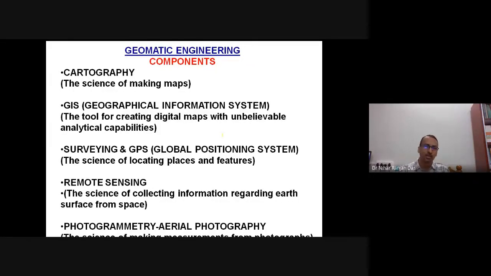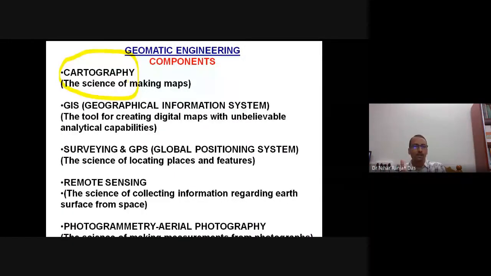And what are the components, the parts of this remote sensing GIS study? The first part is cartography. And what is cartography? This is the science of making maps. In GIS, some kind of output we derive in the form of maps. That is not the only output. In fact, GIS is a dynamic digital system. But in most cases, we derive outputs in the form of maps, static maps. And the science of making maps is called cartography.